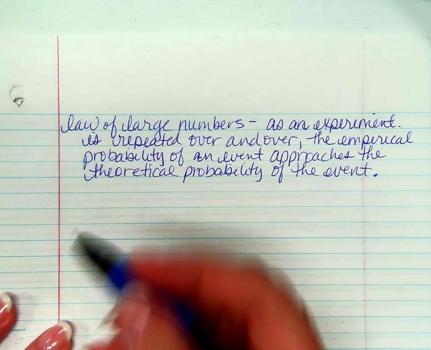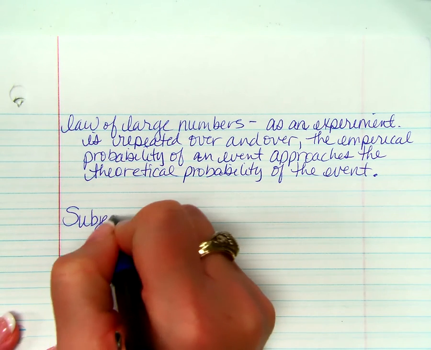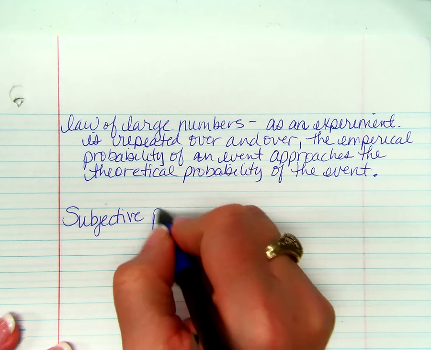Okay. The last type of probability is subjective.